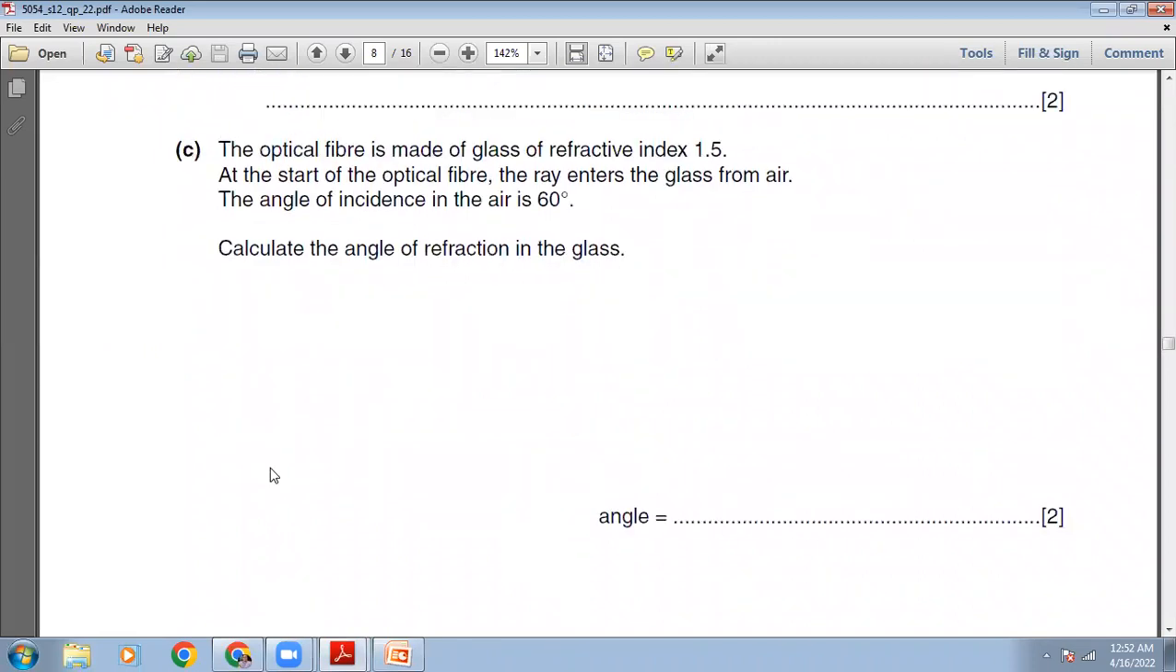The optical fiber is made of glass of refractive index 1.5. At the start of the optical fiber, the ray enters the glass from air. The angle of incidence in the air is 60 degrees. Calculate the angle of refraction in the glass.